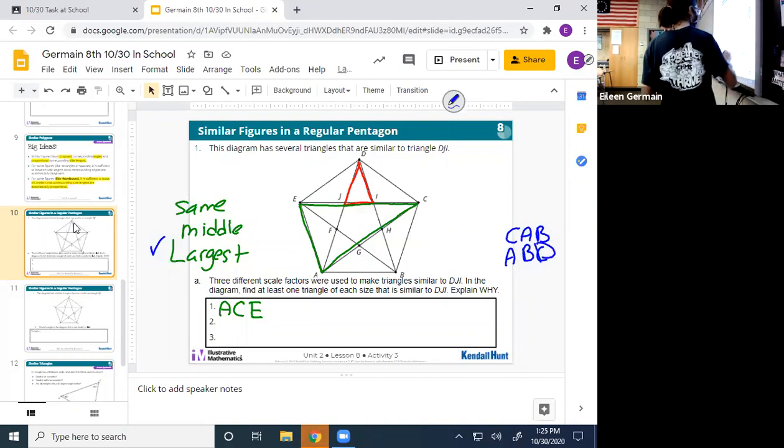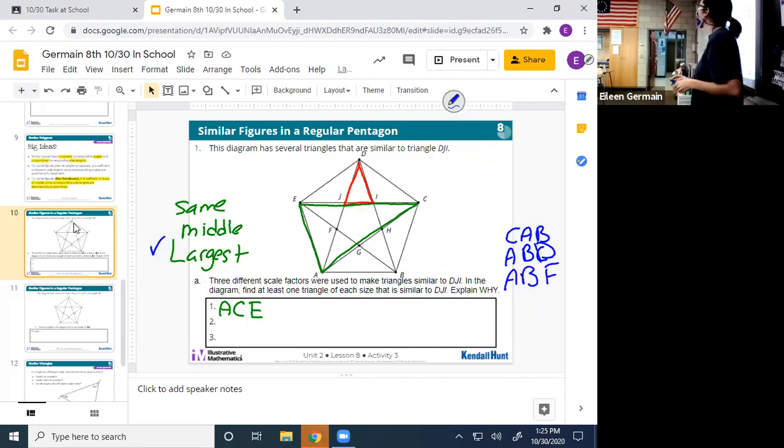Alyssa, ABF. Okay. So keep writing them down, and we're going to come back together in about a minute. Nice job. BG. So now try to find some bigger ones. ICH, these are all the same. These are all congruent to this guy.